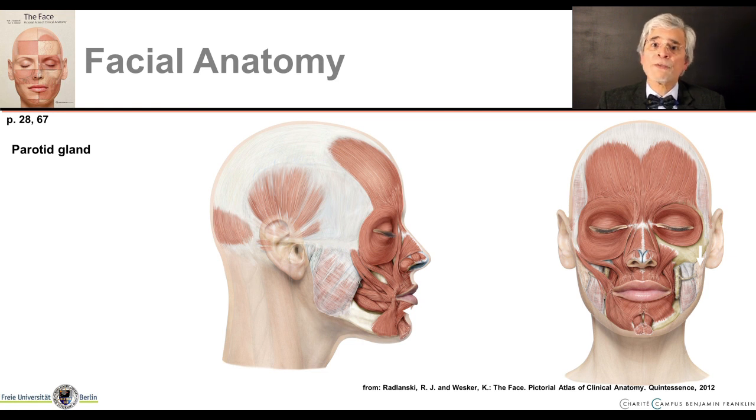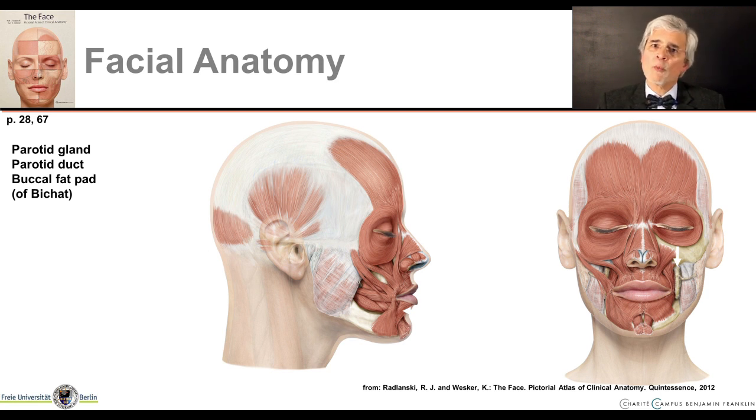In the anterior view, we see it's still located lateral to the masseter muscle, and now nicely exposed, we can see how the parotid duct passes through the buccinator muscle. In the anterior view, the buccal fat pad is now also visible. This is also known as Bichat's buccal fat pad.